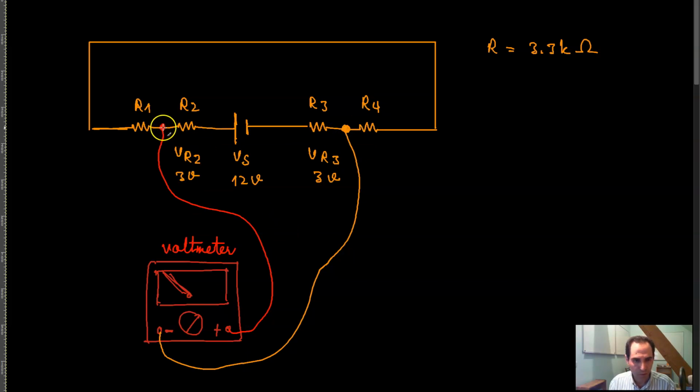So your positive probe of your voltmeter is over here, and so over here you have a voltage drop of 3 volts. A voltage drop of 3 volts would be a negative 3 volts. A power supply of 12 volts would be a positive 12 volts. And a voltage drop of 3 volts would be again a negative 3 volts. This is the voltage between these 2 points in this circuit. And therefore this is negative 6 volts plus 12 volts, which is equal to 12 minus 6, which is equal to 6 volts.